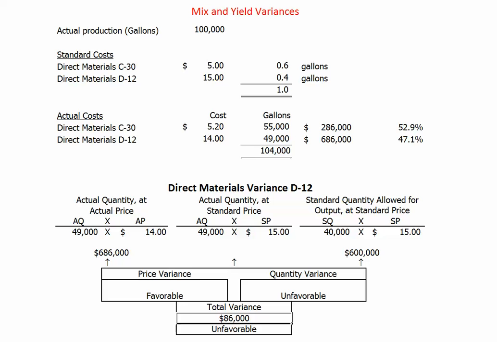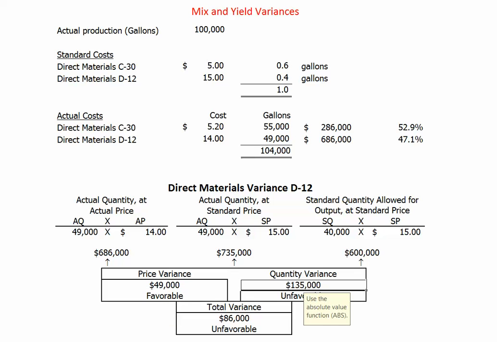Going ahead and calculating our price and our quantity variances, we multiply out actual quantity times standard price to get 735,000. Our price variance is 49,000, and again that was favorable. Our quantity variance was 135,000, and again that was unfavorable.